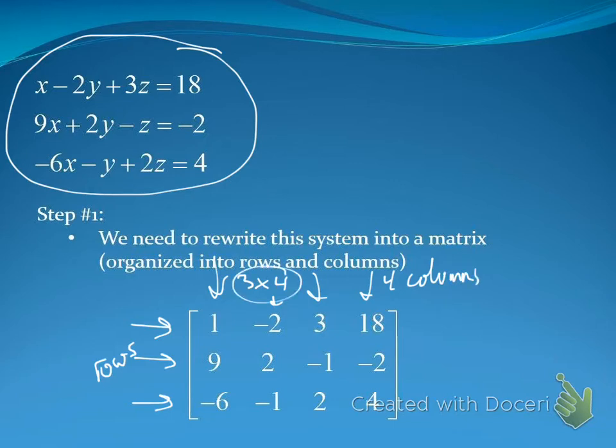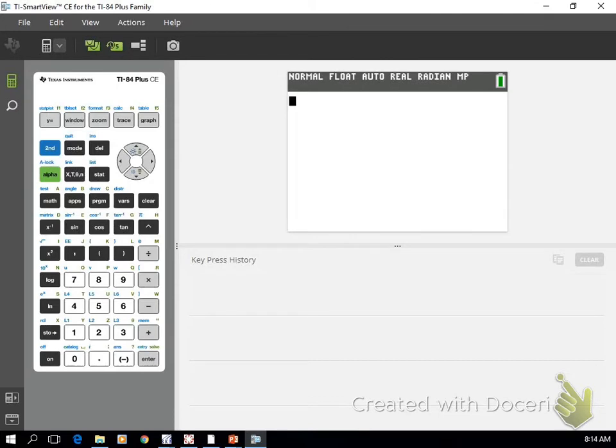We're going to use a 3 by 4 matrix because we have 1, 2, 3 equations to be our rows. And our columns are going to correspond to our variables, 1, 2, 3, and then we have a column for our constants. Okay? So that's why we use the 3 by 4. So we need to create a 3 by 4 matrix in our calculator.